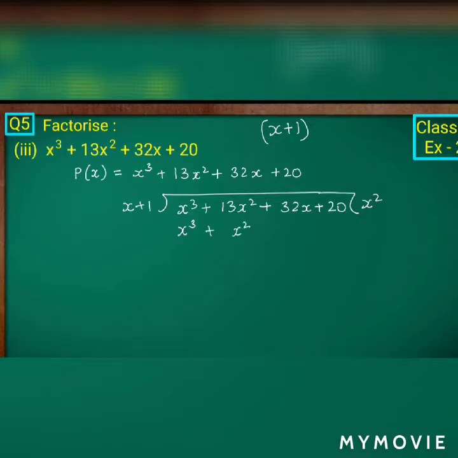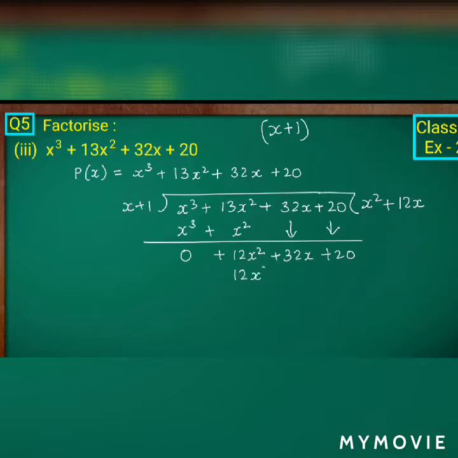Now we have to do the subtraction. x cube and x cube get cancelled. 13x square minus x square gives 12x square, so it is plus 12x square. The next term I am taking down, plus 32x plus 20. To cancel 12x square, what term do I have to multiply? Plus 12x, so 12 into x gives 12x square.